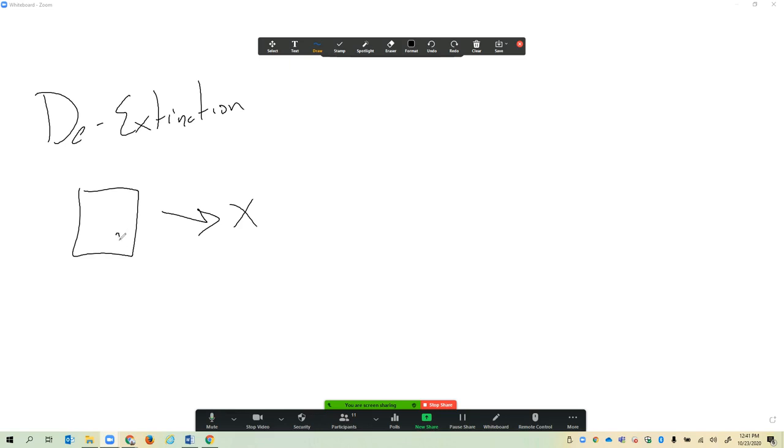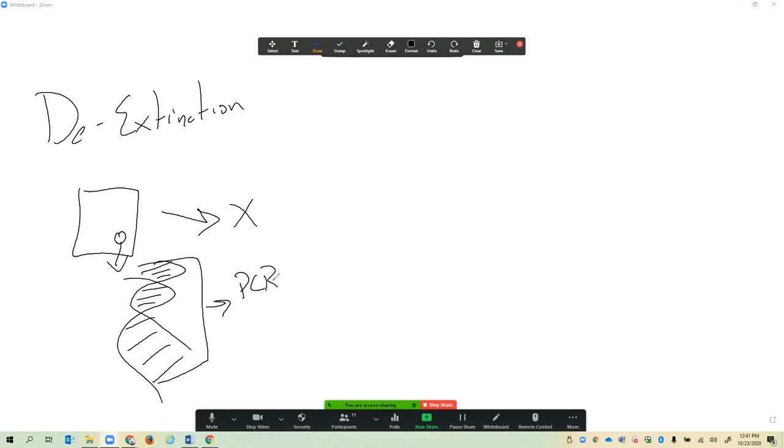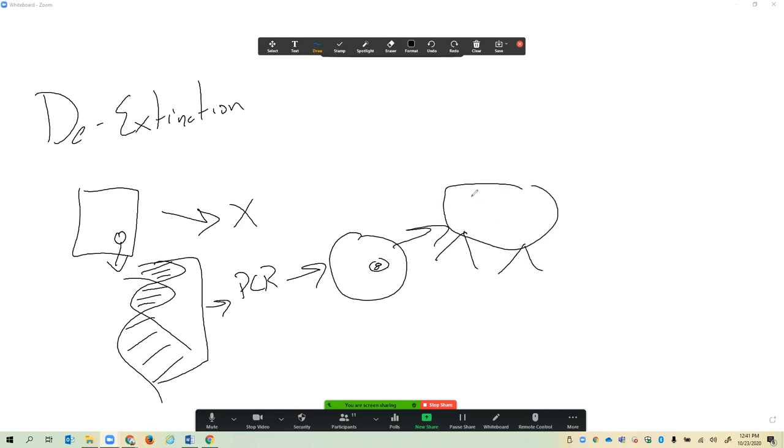Well, we know that that organism is made up of cells, and inside those cells you will find deoxyribonucleic acid, and that DNA is, in theory, able to be taken. You can take a small little sample. We run it through a process called PCR, which is polymerase chain reaction. It's pretty much like a photocopier for DNA. Somehow we figured out how to photocopy or replicate DNA in a rapid manner. Then we have a lot of DNA. What we can, in theory, do is take a cell, find the nucleus, replace it with the DNA, and then implant that cell into a host organism.